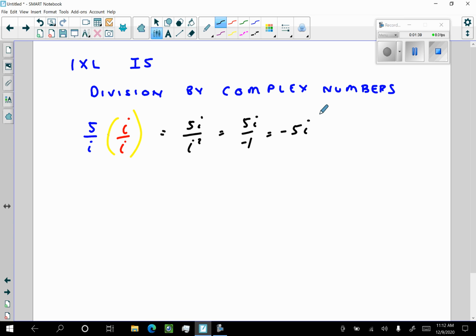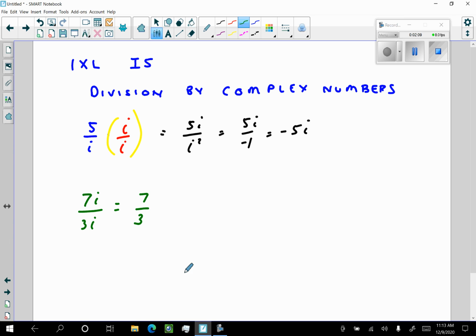Example 1. Another example, same nature, only a bit different. If I have 7i over 3i, well, the i's will just cancel, and that is simply going to be 7/3. There's going to be some very easy problems similar to this, and some next step problems.